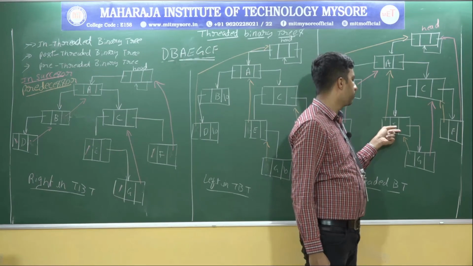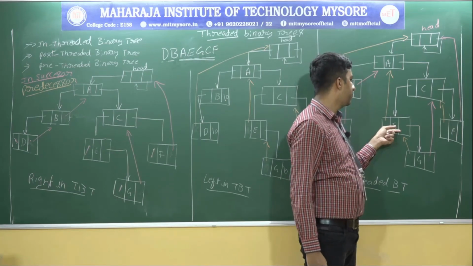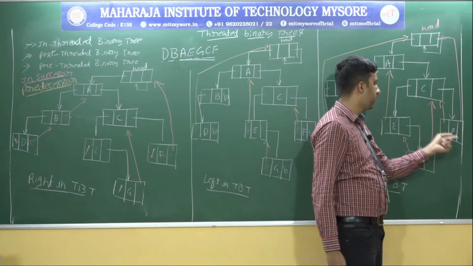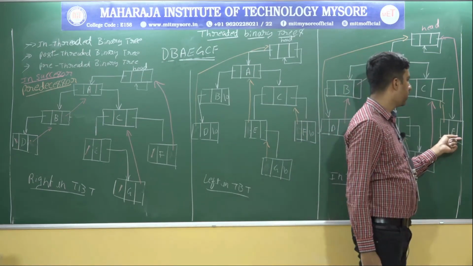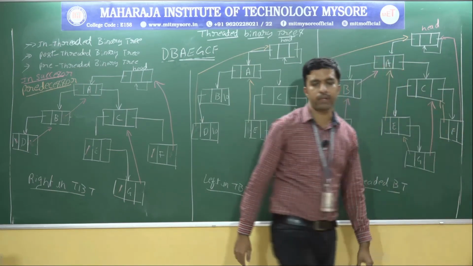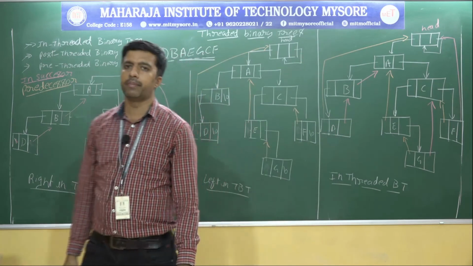Who is the left node, in the sense, who is the predecessor to E? That is A. Who is next to G? That is C. Who is next to F? That is H. Who is the predecessor to F? That is C. That becomes the in-threaded binary tree.